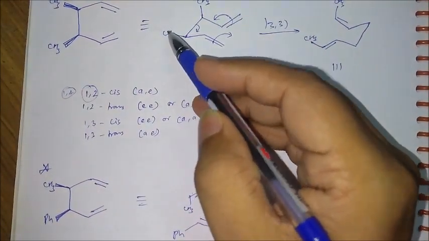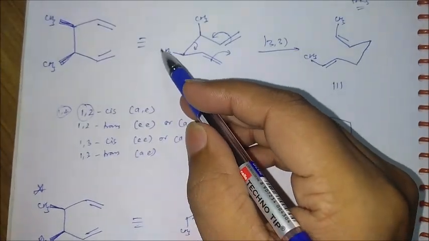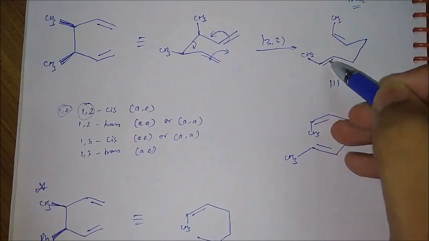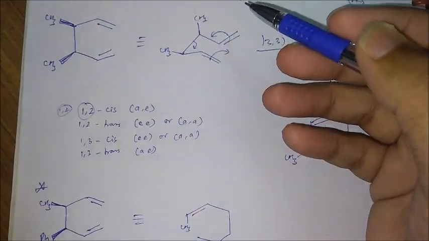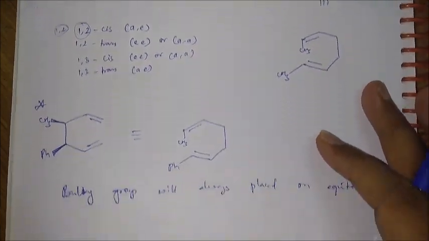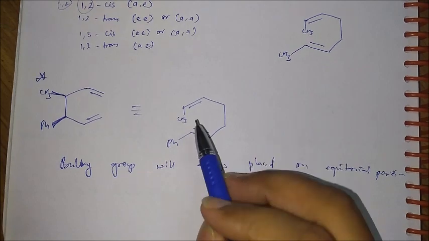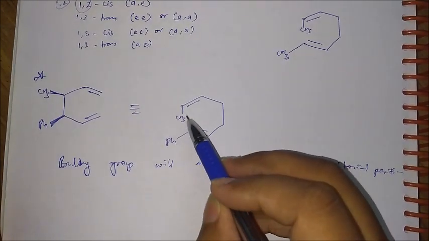Okay, I'm not solving it, I'm just giving you the hint for this question. So you will have Ph at this place. This Ph will be at the trans position to this bond, and this CH3 will be like the same, so it will be cis to it. So in the product of this question, you will have Ph at the trans position and this CH3 at the cis position.